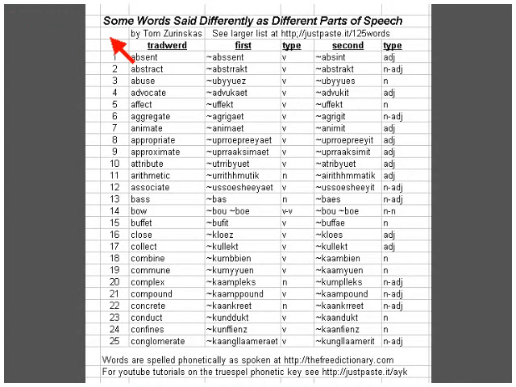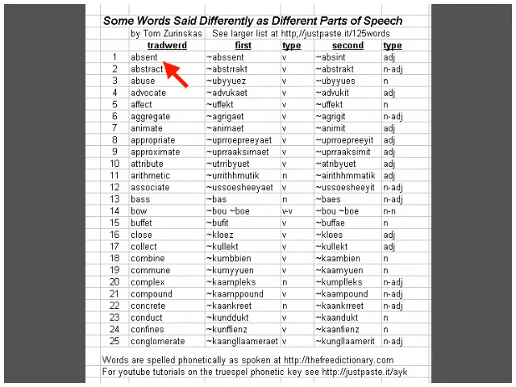In this table, we are looking at words. These are trad words, traditionally spelled words, and they can be pronounced differently as different parts of speech. Here's the first part of speech and the type, and the second part of speech and the type.